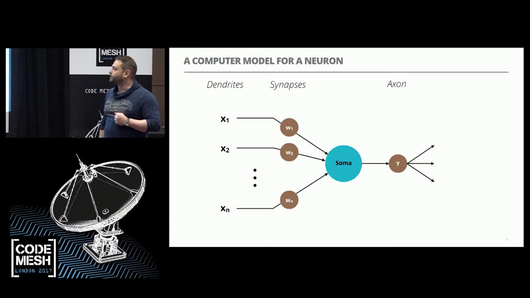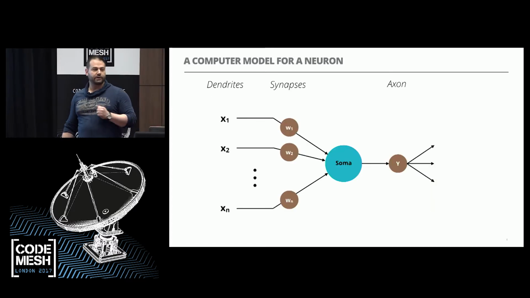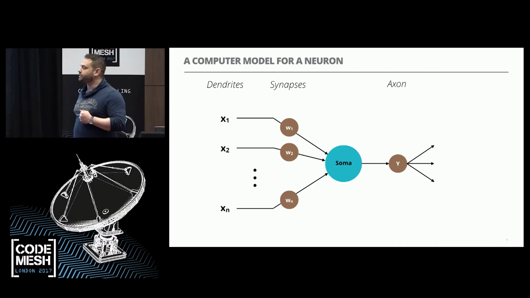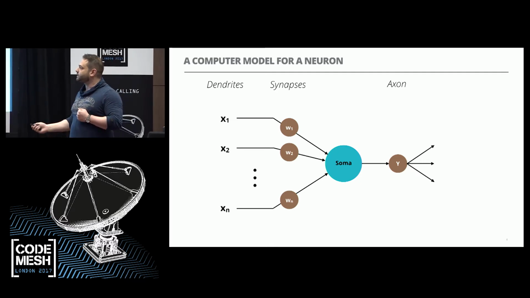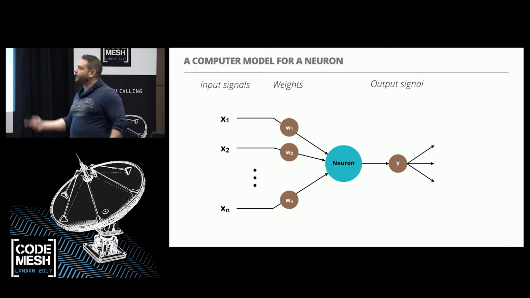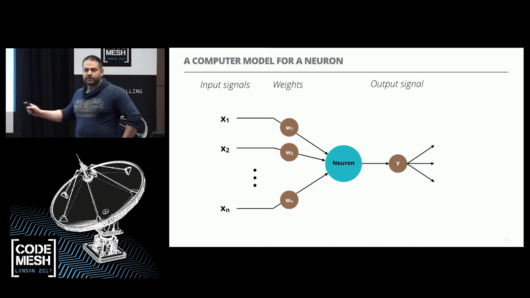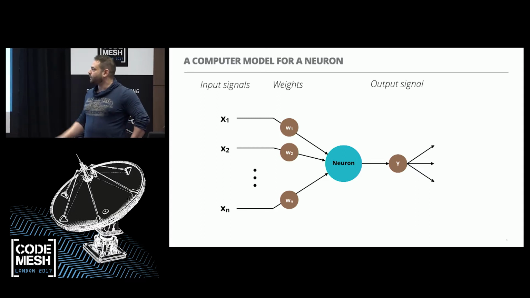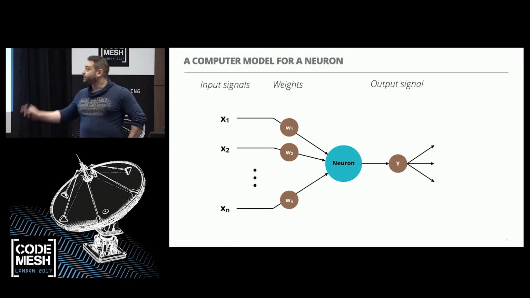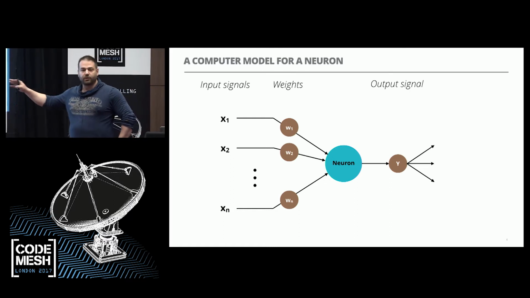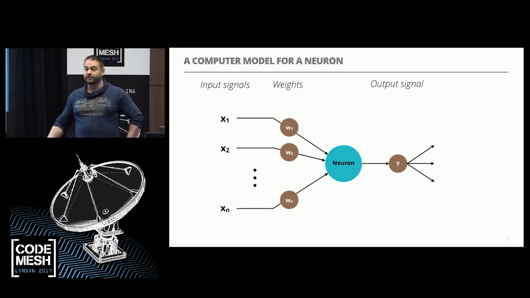Now, if we were to simulate this in a computer, how would that look? First we're going to change the terminology a little bit. In computer science, we don't speak about dendrites and synapses, but we talk about input signals, weights, and output signals. Now, this model was proposed in 1943 by Warren McCulloch and Walter Pitts, and it's still the basis for all artificial neural networks these days.